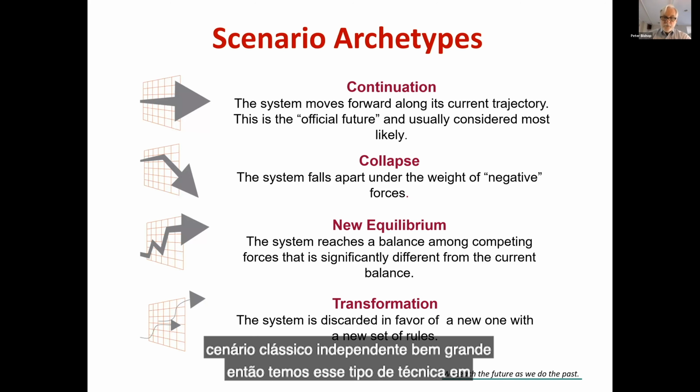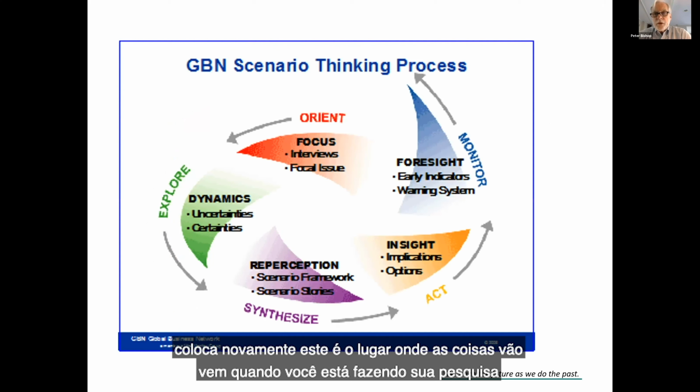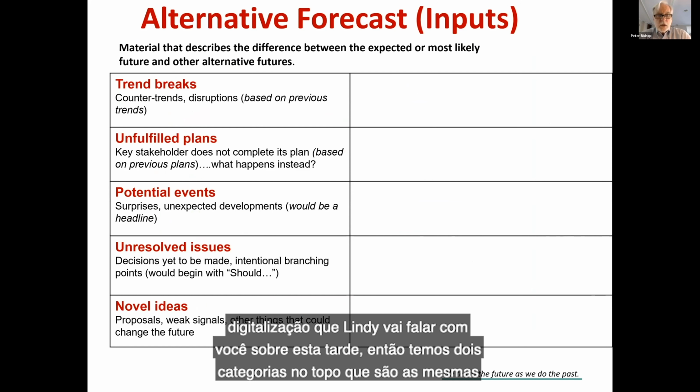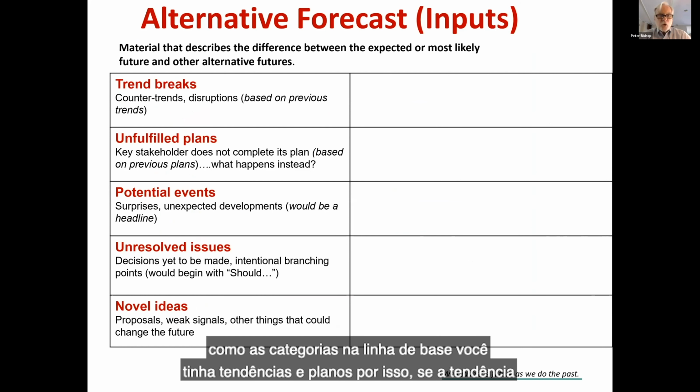Okay, great. So we have these kind of techniques. In coming up with scenarios, it's also a good idea to have inputs. Again, this is where the things will come when you're doing your research, the scanning that Wendy is going to talk to you about this afternoon. So we have two categories at the top, which are the same as the categories in the baseline. You had trends and plans.